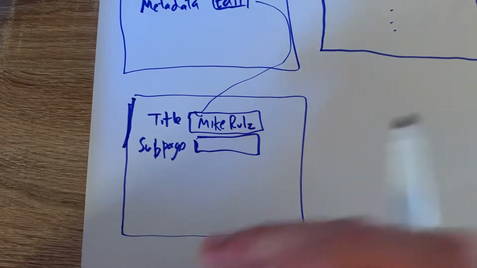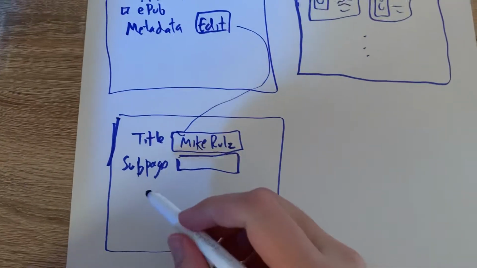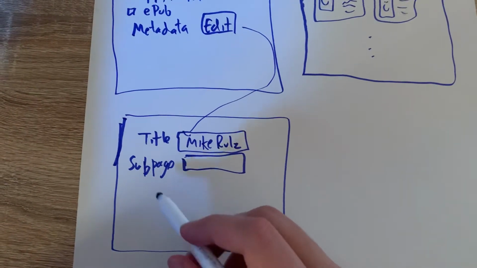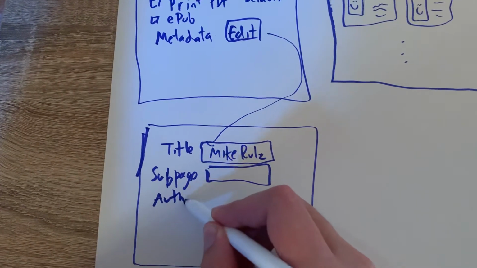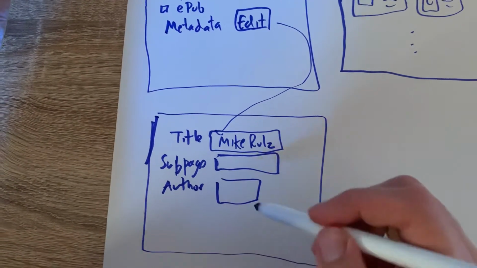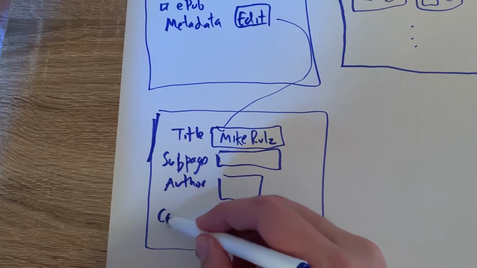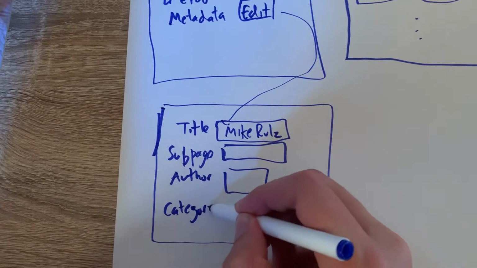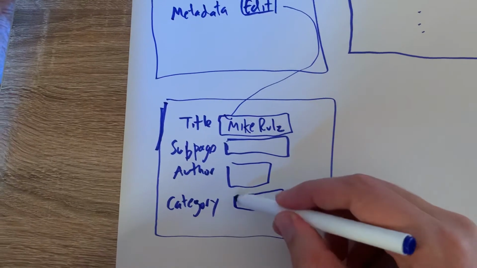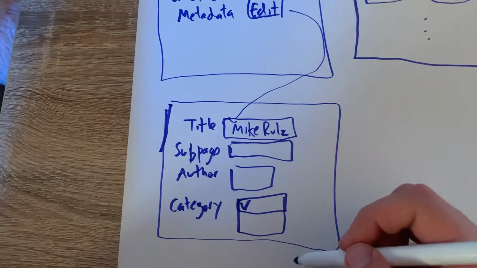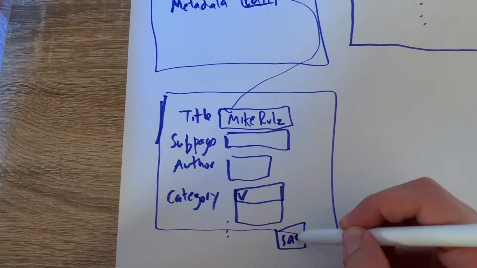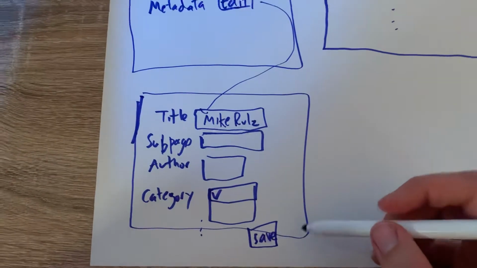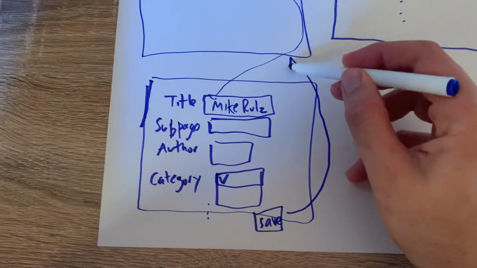And what else might you want? That's sort of book metadata. Well, if it's a PDF, if it's an ebook, you're going to need lots more metadata. You're going to need to know an author name and the category. That's a drop-down thing. Lots of things that you could be choosing there. And when you click save, it takes you back here again.